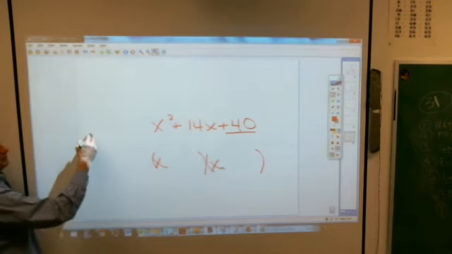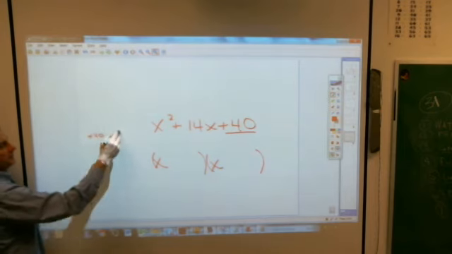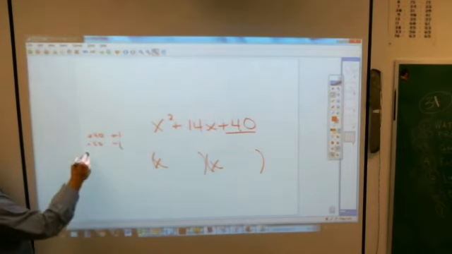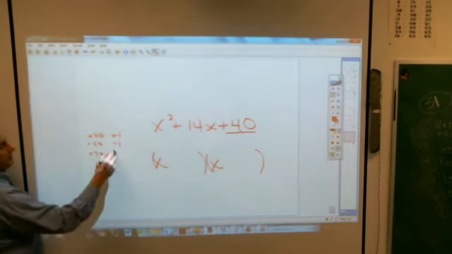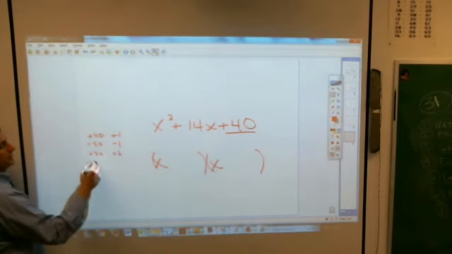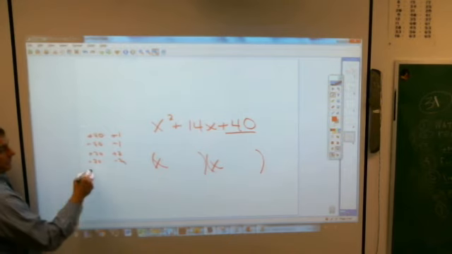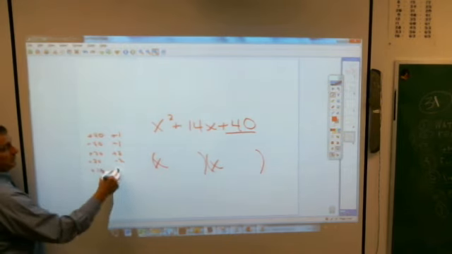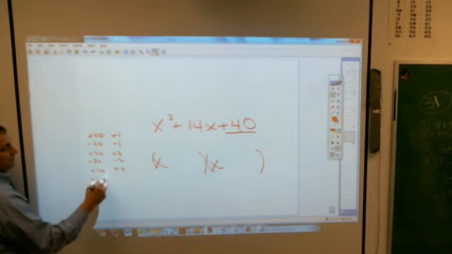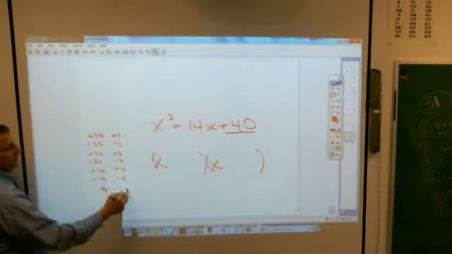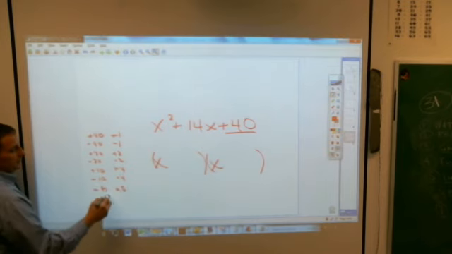Factors to give me positive 40, either positive 40 times a positive 1 or a negative 40 times a negative 1 will also give me positive 40. I've got a positive 20 times a positive 2 or a negative 20 times a negative 2. I've got a positive 10 and a positive 4 or a negative 10 and a negative 4. I've got an 8 and a 5, either both positive or both negatives in the same.